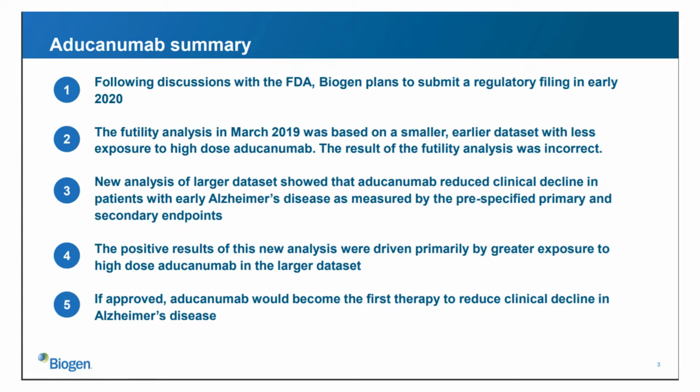And that the new analysis of the larger data set showed that aducanumab met the primary and secondary endpoints, apparently due to more exposure to high-dose aducanumab in the larger data set. So that's interesting, but we should automatically be a little bit skeptical of this. We shouldn't necessarily doubt these results, but we should certainly not accept them at face value.